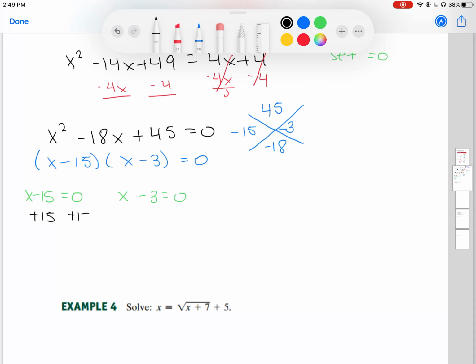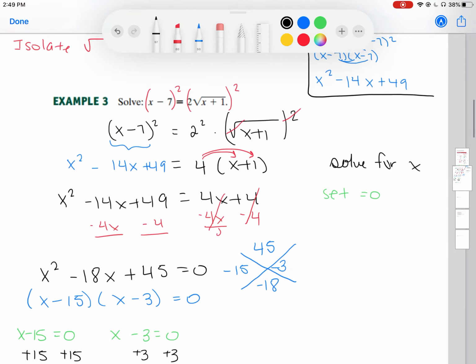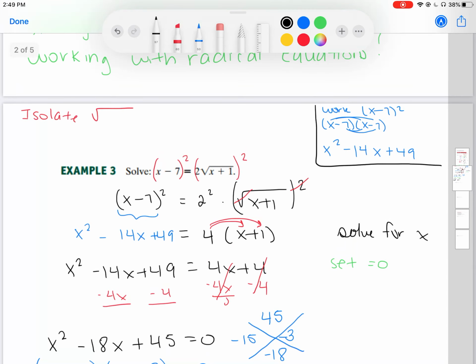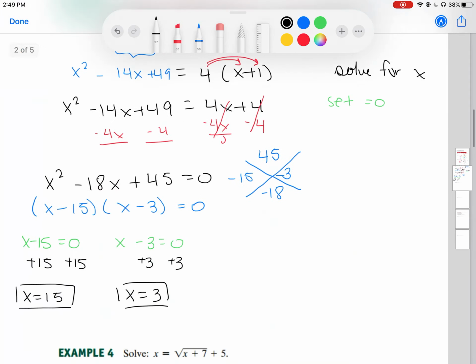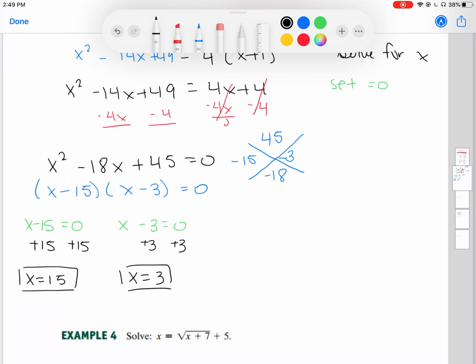Plus 15 on both sides, you get x is equal to 15. Plus 3 on both sides, we get x is equal to 3. And that's our answer. Now, we have to be careful because we have a radical in our problem. We have to go ahead and check our answers. I'll leave it to you to check it. Once you check it, you'll see that 3 is a false answer and 15 is true. So I invite you to stop your video and go ahead and check it, and you'll see how we just have to be super careful.